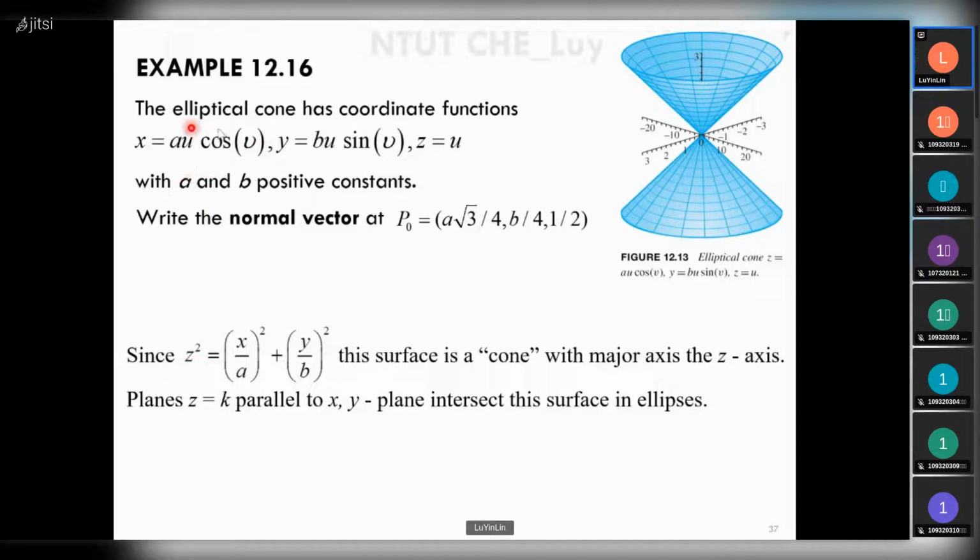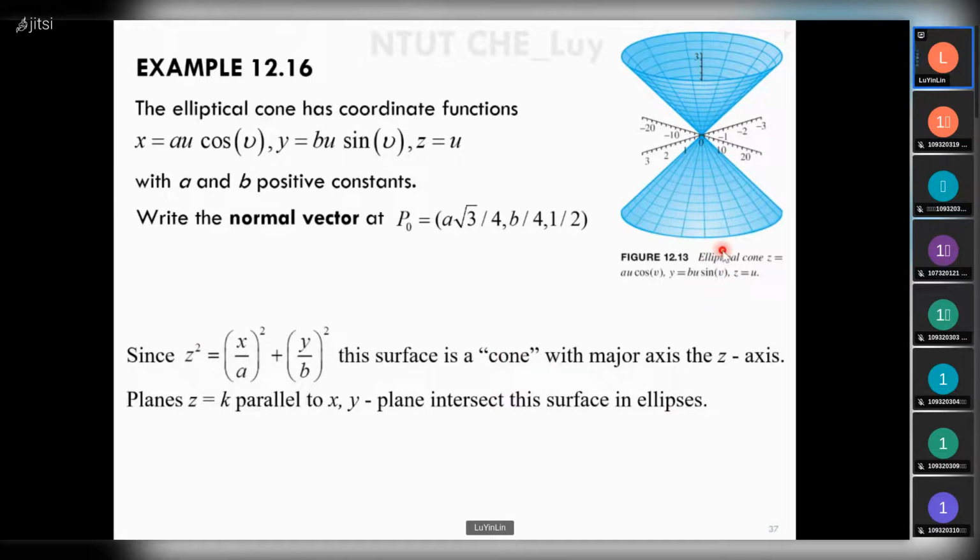And x is au cosine v. So if you divide au cosine v by a, you will have u cosine v. Similarly, y over b means u sine v. So u cosine v squared plus u sine v squared, you will have u squared, like z squared. Just put these three functions inside. So this kind of equation means a cone, and the major axis is z.